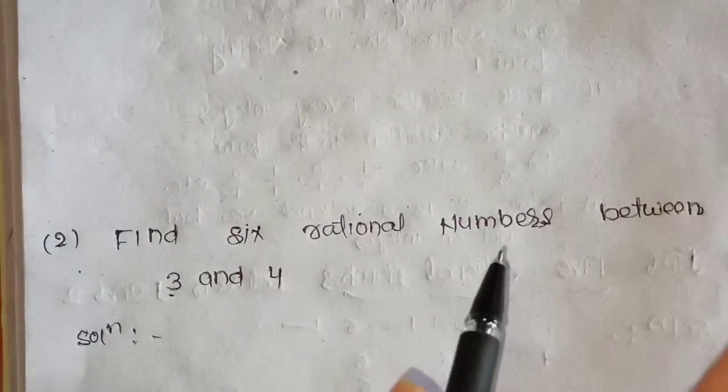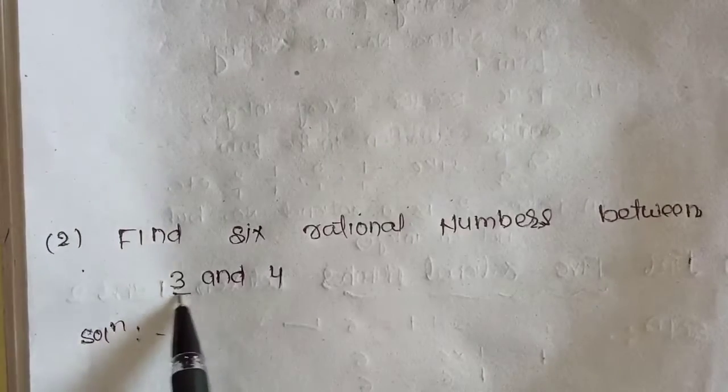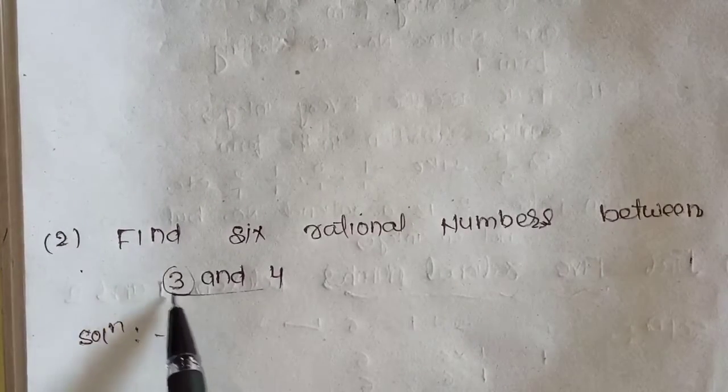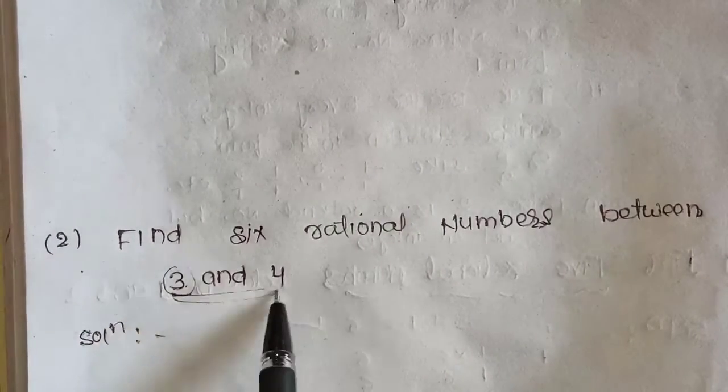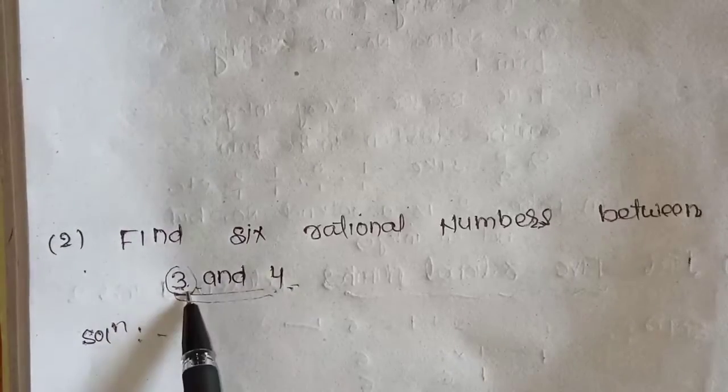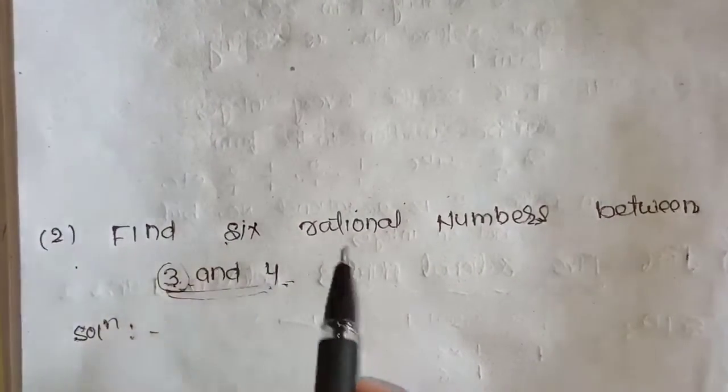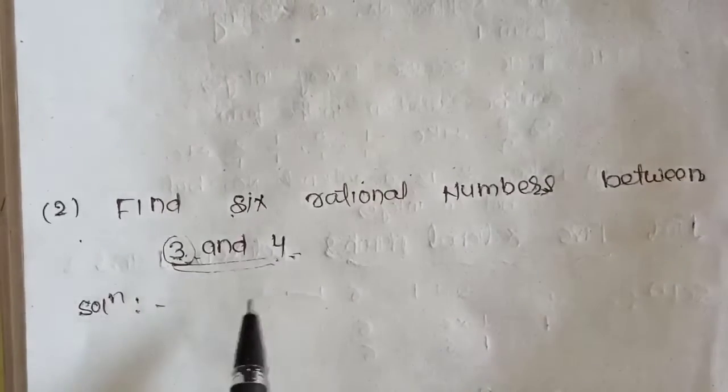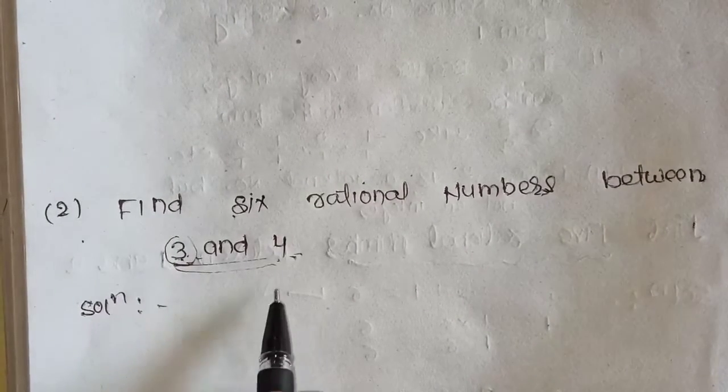Students, you must know one thing: there are infinite rational numbers between any two rational numbers. Here we have to actually find 6 rational numbers. How can I find them? Let's start.